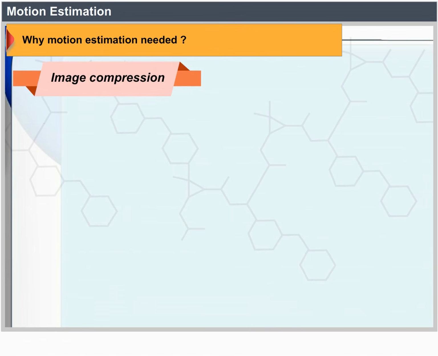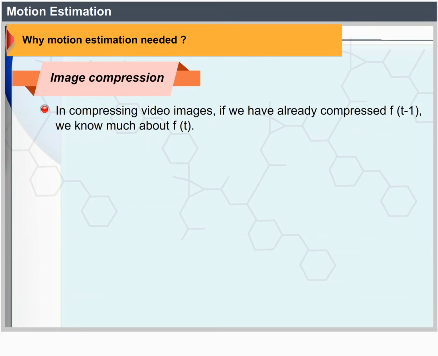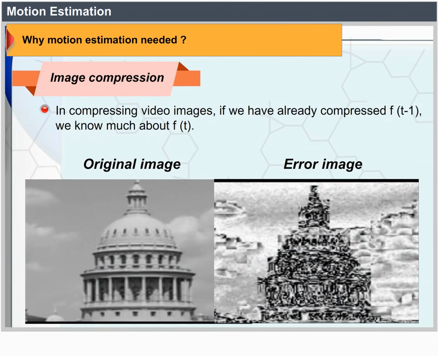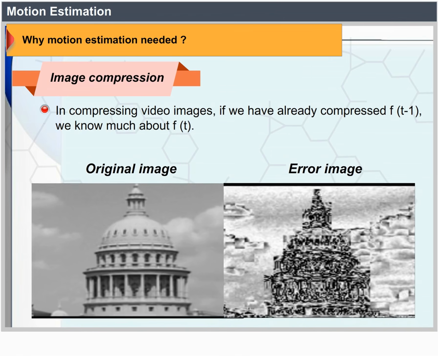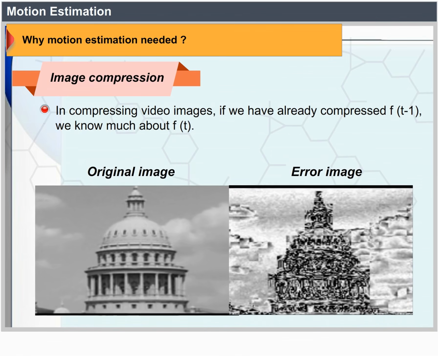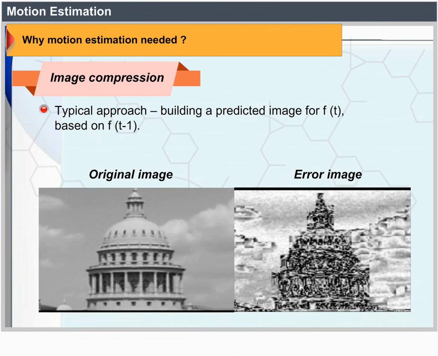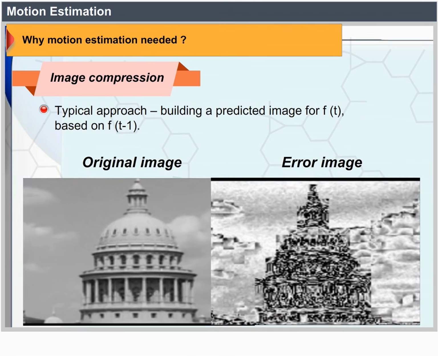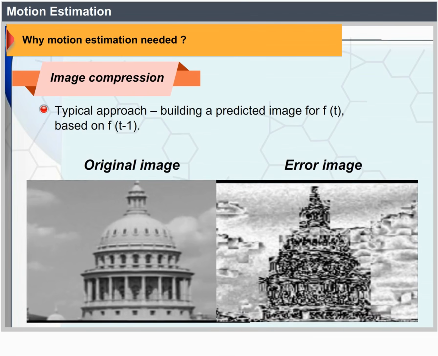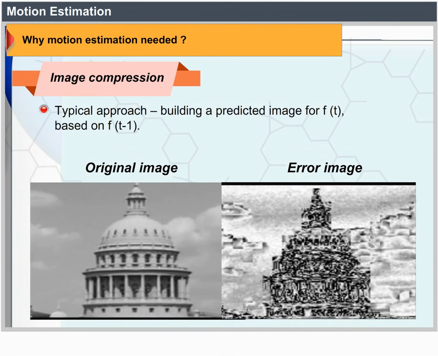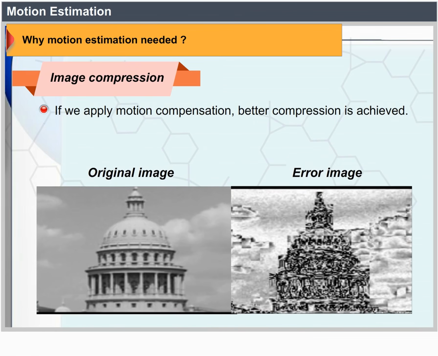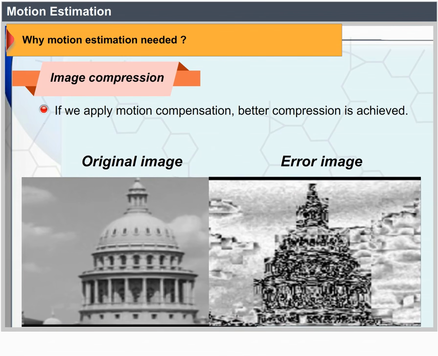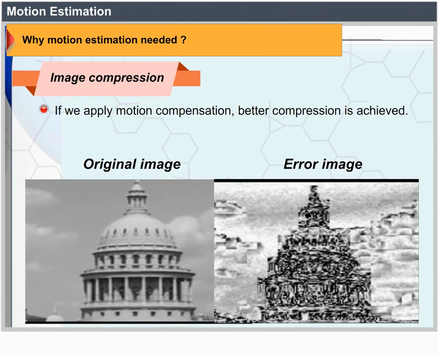Image compression. In compressing video images, if we have already compressed f(t-1), we know much about f(t). The typical approach is building a predicted image for f(t) based on f(t-1). Much better compression is achieved if we apply motion compensation. The screen shows examples of image compression.